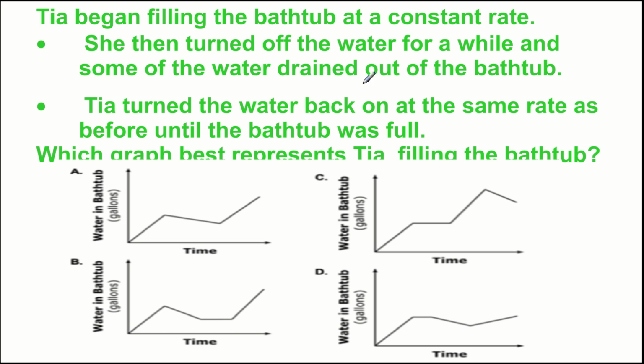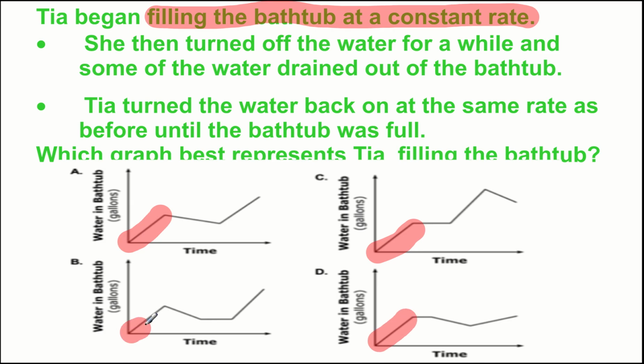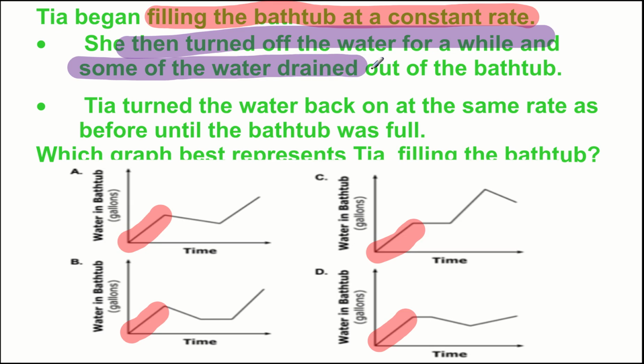So she turned the water on and begins filling the tub at a constant rate. Constant rates mean we got a straight line. So all of these start off with the constant rate. So that doesn't eliminate anything. Then it says she turned the water off and some of the water drains out of the tub.